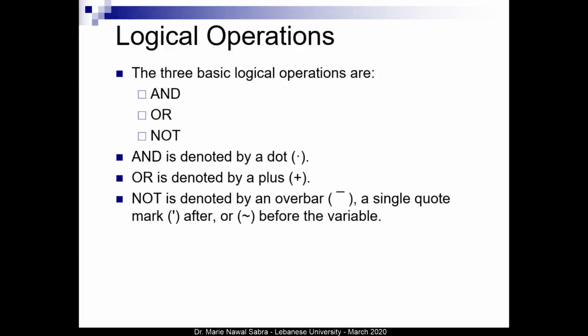To begin with, we already talked about binary and the binary representation. Now we are going to talk about how to combine them to make a binary function. So basically, we are going to use what we call logic operators, the AND, OR, and NOT. The AND is denoted by a dot, the OR by a plus sign, the NOT by either an over bar, an apostrophe, or a hash before the variable.